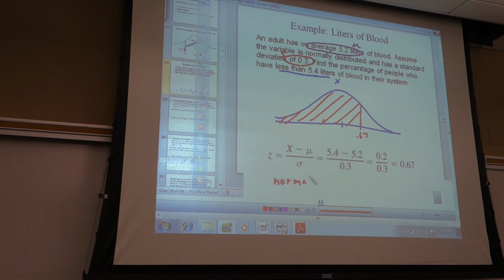Normal CDF of negative infinity, negative infinity way out here. So that's going to be negative 600, comma 0.67. And then you get whatever you get.